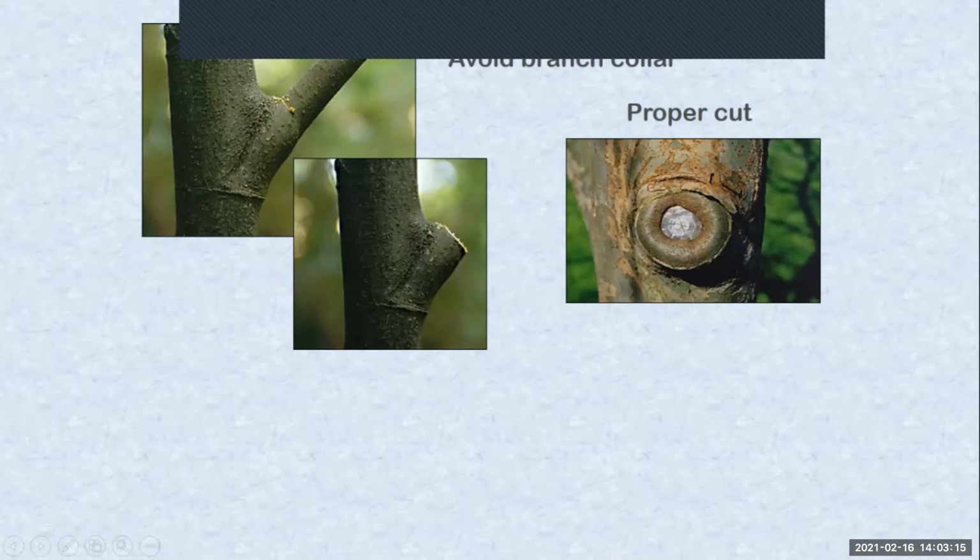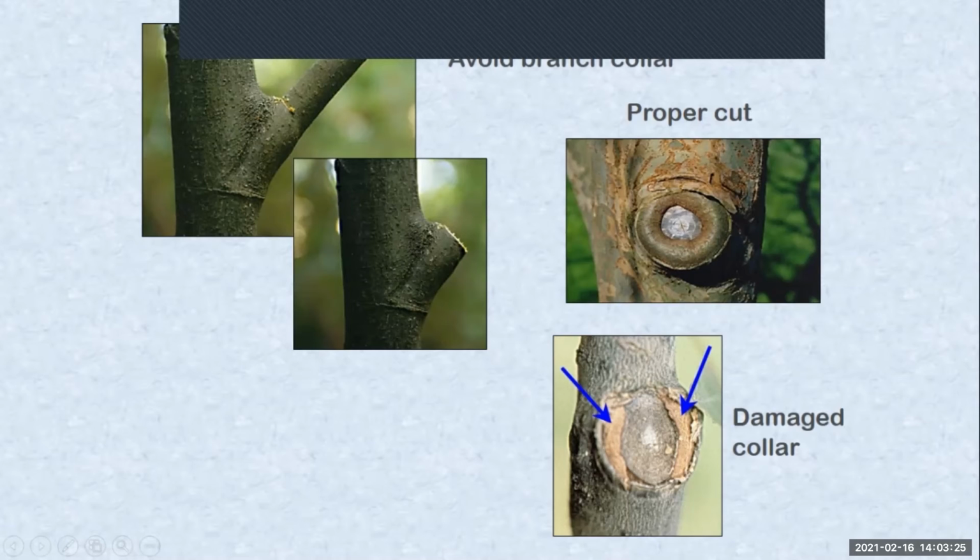A good pruning cut is going to produce wound wood in the shape of a donut, so that it will seal very quickly. If it's been cut too close, you damage that collar and you don't get a nice donut forming around that pruning cut.